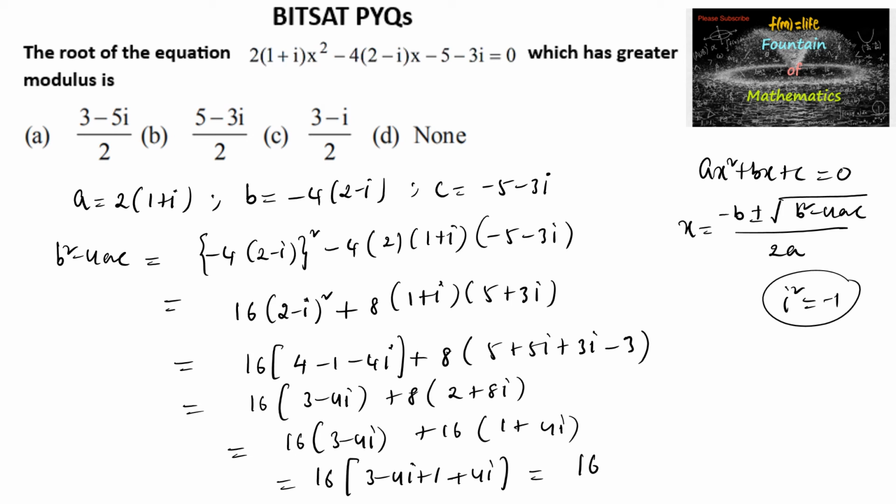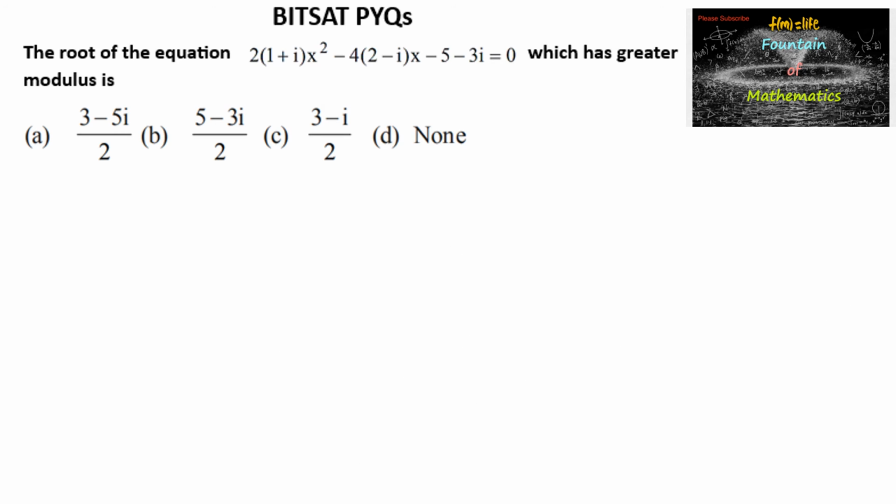So (3 − 4i) + (1 + 4i). On simplification we get 16 times (3 + 1), that is 16 into 4. So 16 fours are 64. So we get the roots. x is equal to −b, that is −(−4(2 − i)), plus or minus under root of b² − 4ac, which is 64, divided by 2a, that is 2 times 2(1 + i).